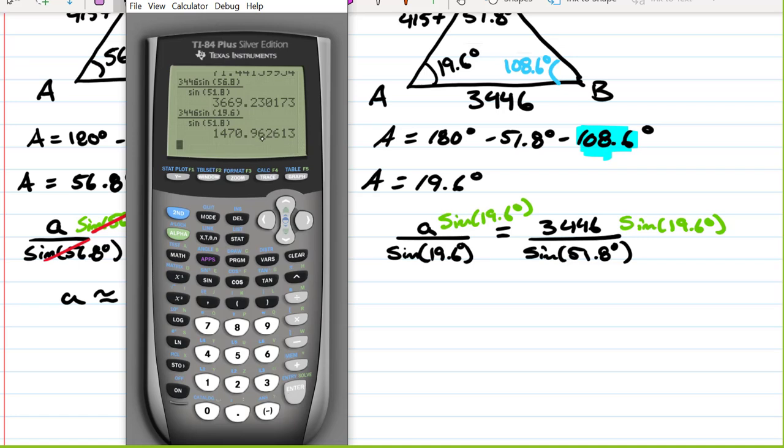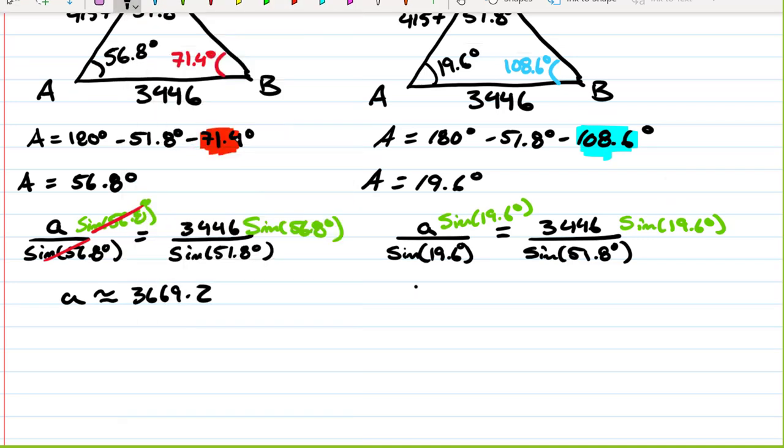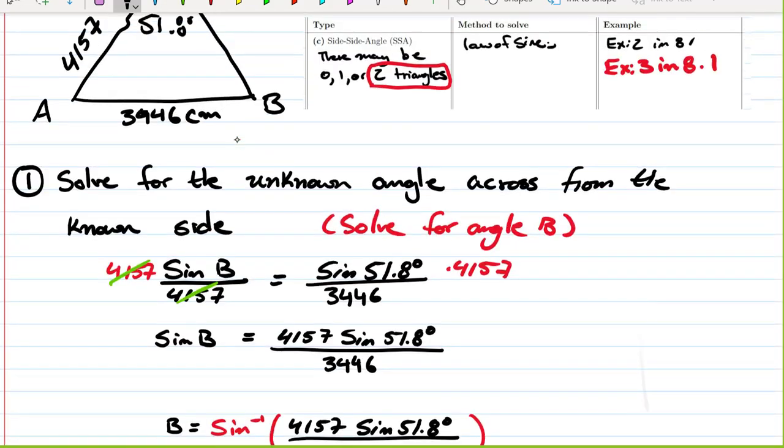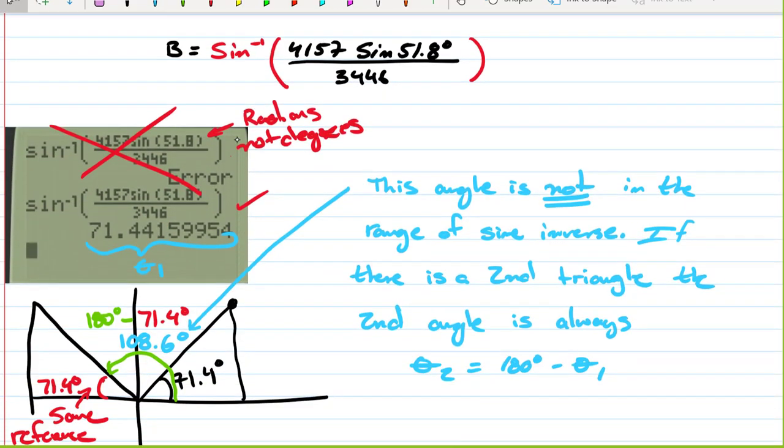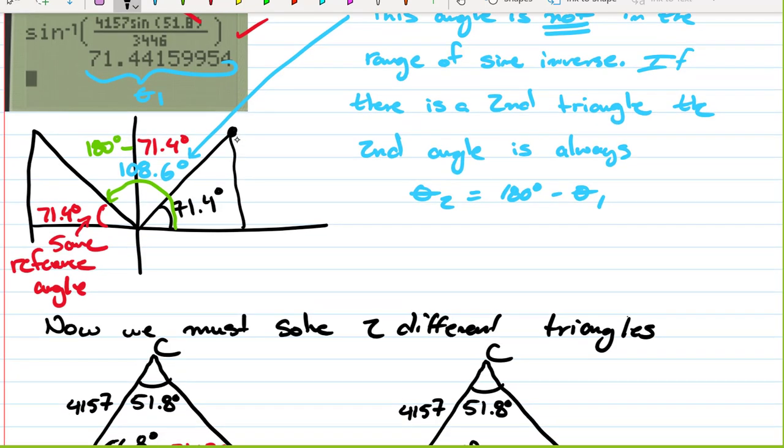And we get 1470.96. Rounding to one decimal place, the 6 tells us to round the 9 up, which rounds to 10, so we carry the 1, so we get 1471.0. And that will be the second side A. So this was the example of side-side-angle where we got two triangles. And we get the second triangle by taking the complement of the supplement of the first angle that we find and solving the resulting triangle.